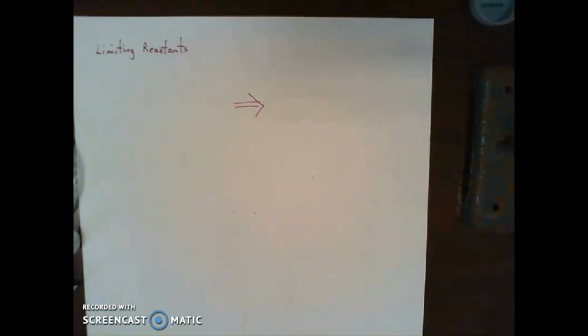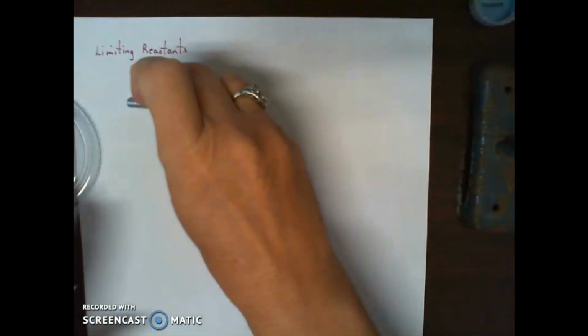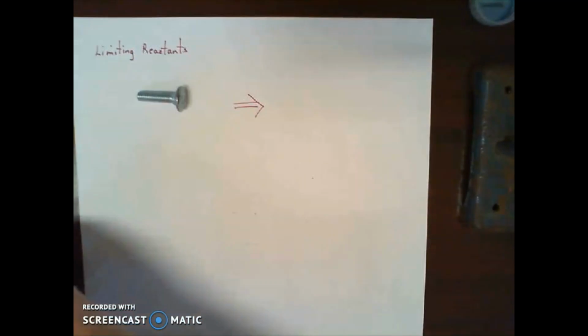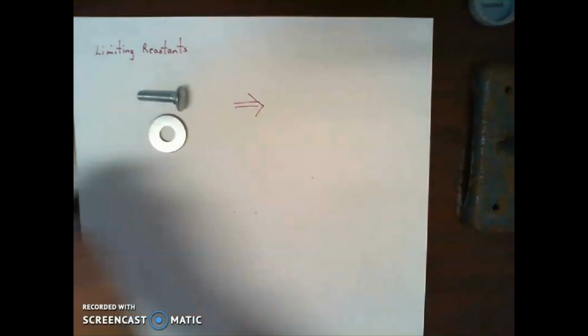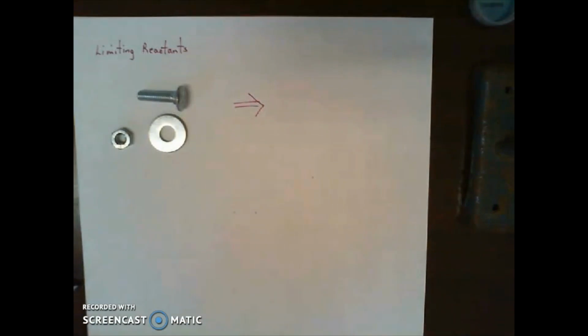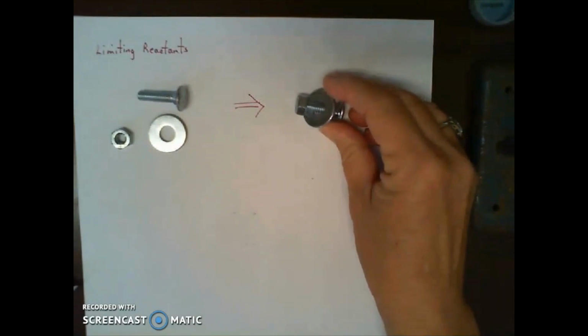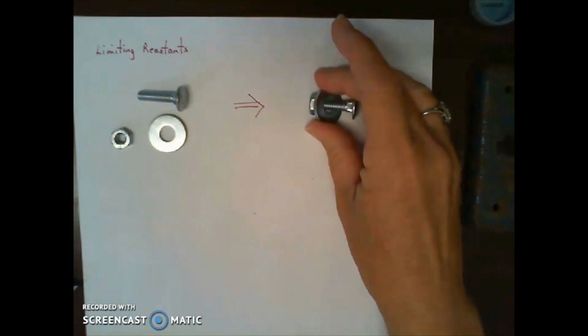Today's subject is limiting reactants, and I've got some visual aids here. We have a compound that looks like a bolt, a compound that looks like a washer, and a compound that looks like a nut. And these all react together to form a new compound that looks like this. It's got a nut, a bolt, and a washer on it.